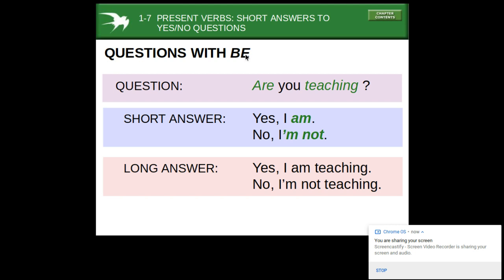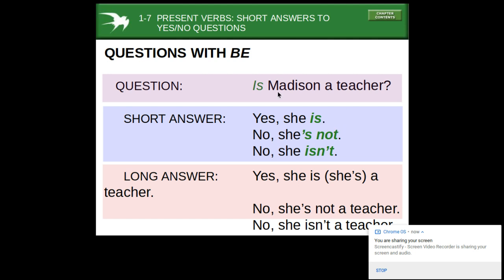Questions with be. Remember, be in the present tense would be am, are, is, right? So, are you teaching? Yes, I am. No, I'm not, right? We're talking about now because we've got the be verb and the verb ing, right? The long answer would be yes, I am teaching, or no, I'm not teaching. Is Madison a teacher? Okay. A teacher, that's a noun, right? So we don't say does Madison a teacher because does would have a base verb in the question. Yes, she is. No, she's not. No, she isn't. Yes, she is a teacher. No, she's not a teacher. No, she isn't a teacher.